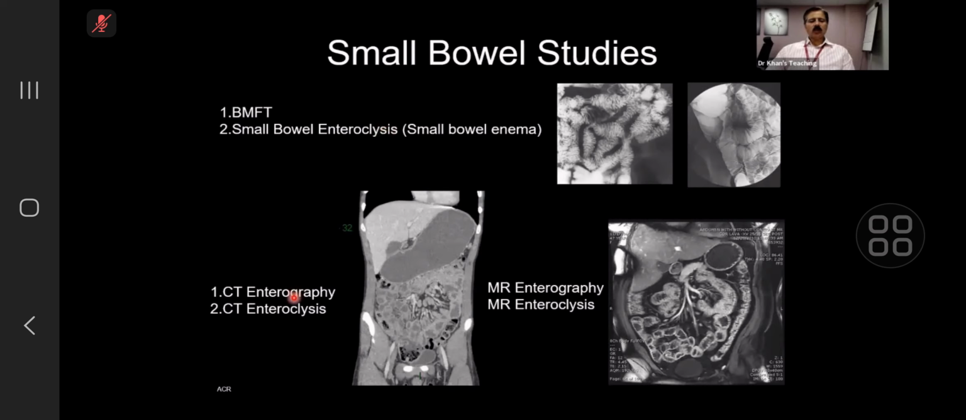Then we have CT enterography, which is simple, where we use oral contrast and then do a CT in the portal venous phase. We can also do a CT enterocolysis. Very few people are doing it, where we put in a contrast tube, just like small bowel enterocolysis. And then on MR, similar techniques can be done. MRE I am going to teach you because MRE is now very important for the exam. But MR enterocolysis, very few people are doing. Again, same technique. So these words should be in your vocabulary.